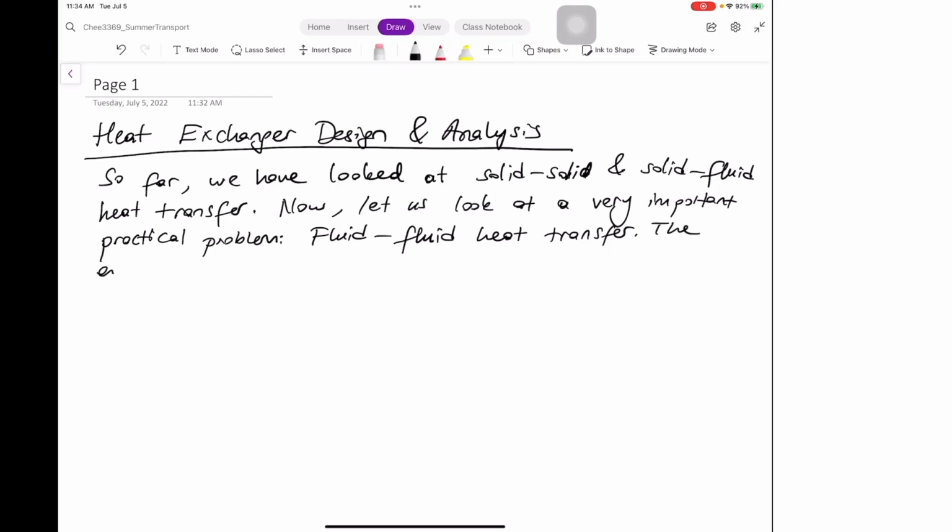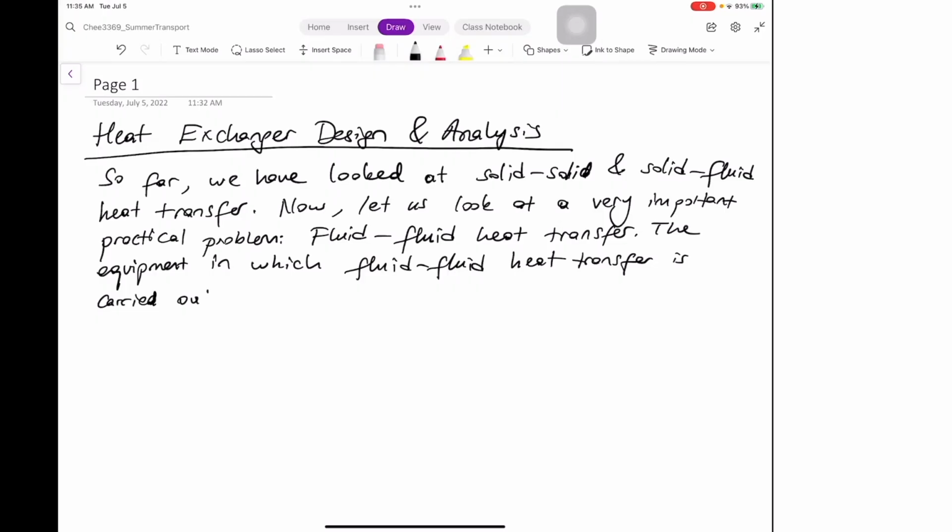The equipment in which fluid-fluid heat transfer is carried out is called a heat exchanger.